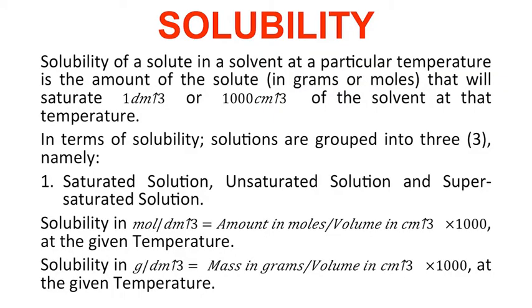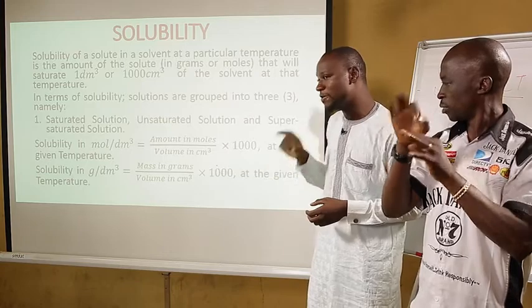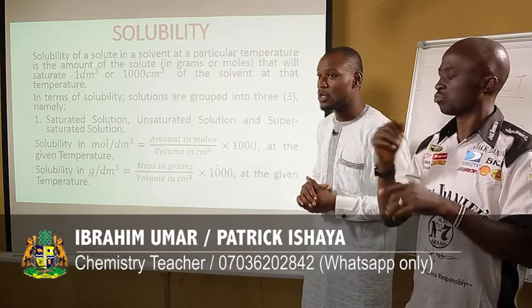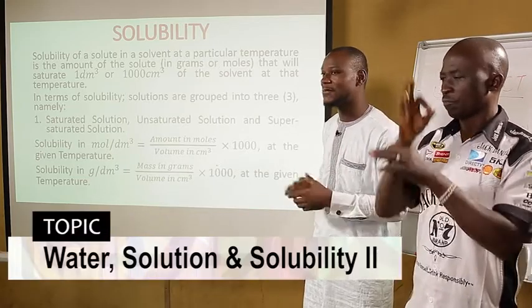Now, it is important to take note of the relationship or the formula that is used in calculation of solubility, because I said that solubility is the amount of solute in grams or in moles. Then 2 formulas will be given, either to ascertain the solubility in grams per dm cube or to ascertain the solubility in moles per dm cube. First, solubility in moles per dm cube is given as the amount in moles all over the volume in cm cube times 1,000 at that particular temperature. Now, if you are able to convert the volume from cm cube into dm cube, then you will not need to multiply by 1,000 because it is a factor of 1,000. That is the conversion factor.